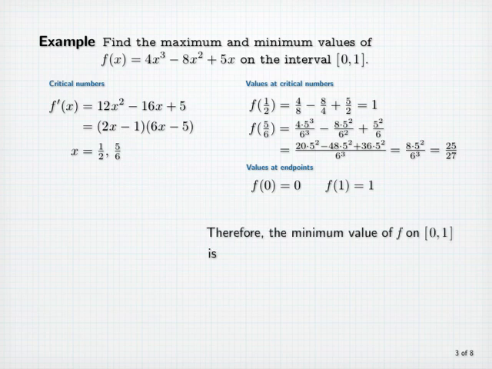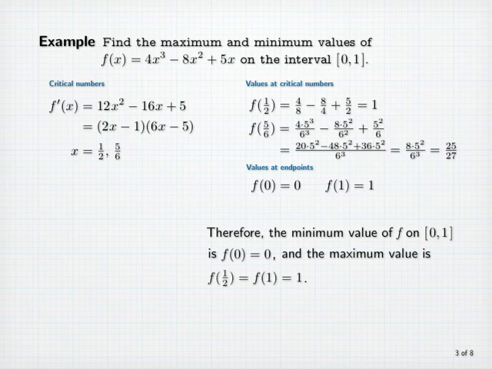Therefore, the minimum value on 0, 1 is the least of those numbers, which is 0. And the maximum value is the greatest of those numbers, which is 1, and occurs at both 1/2 and at 1. Here's the graph of that function. Notice the minimum value occurring at the left endpoint, and notice that the maximum value occurs both at the right endpoint and at a critical number in the interior of the interval.